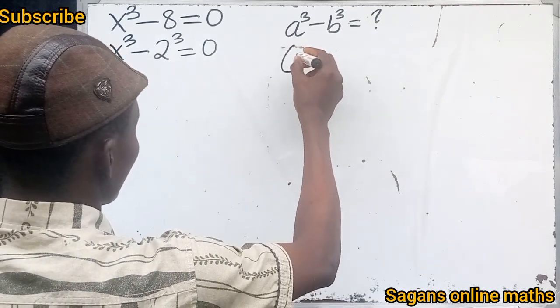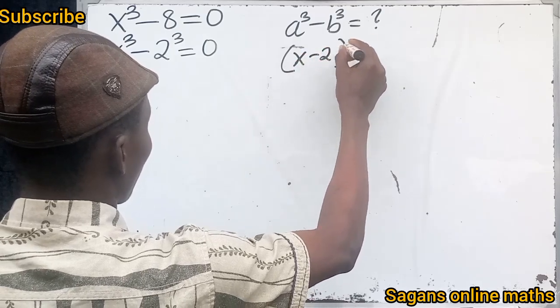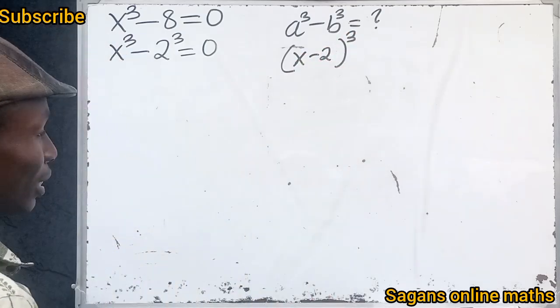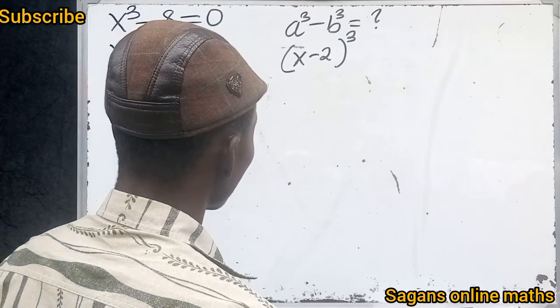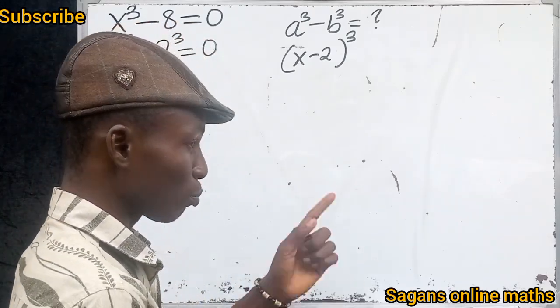x minus 2 all raised to the power of 3. Now I want to expand this parenthesis. If I want to expand this parenthesis, I'm going to use Pascal's triangle, which will help us a lot in this problem.